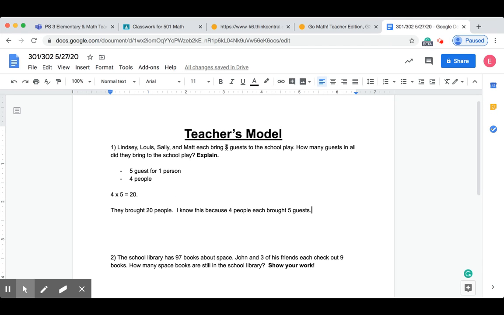Now, the way that I know this, how I can explain it that way, as we talked about before, we knew there were 5 guests. We wrote it down, 5 guests for one person, because it says they each bring 5 guests. So we know each one of those 4 people is going to bring 5 guests. And then it didn't tell us there were 4 people.